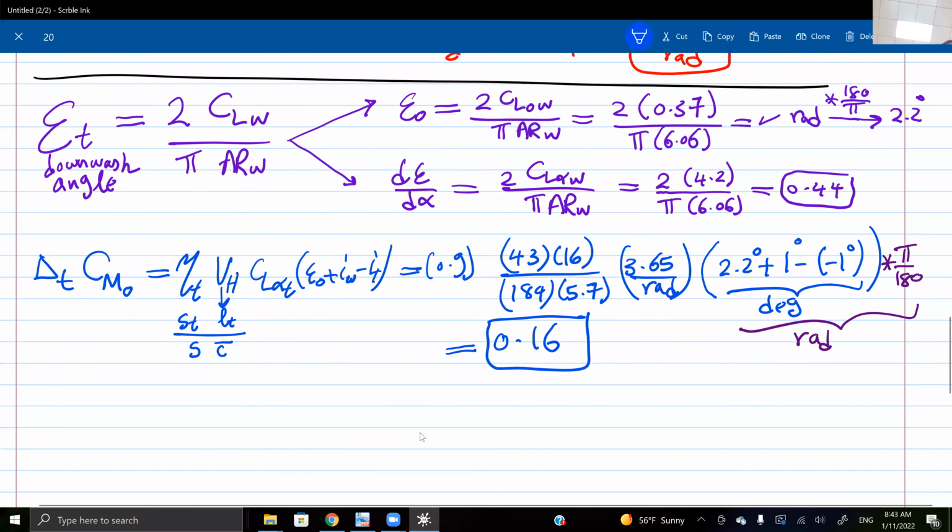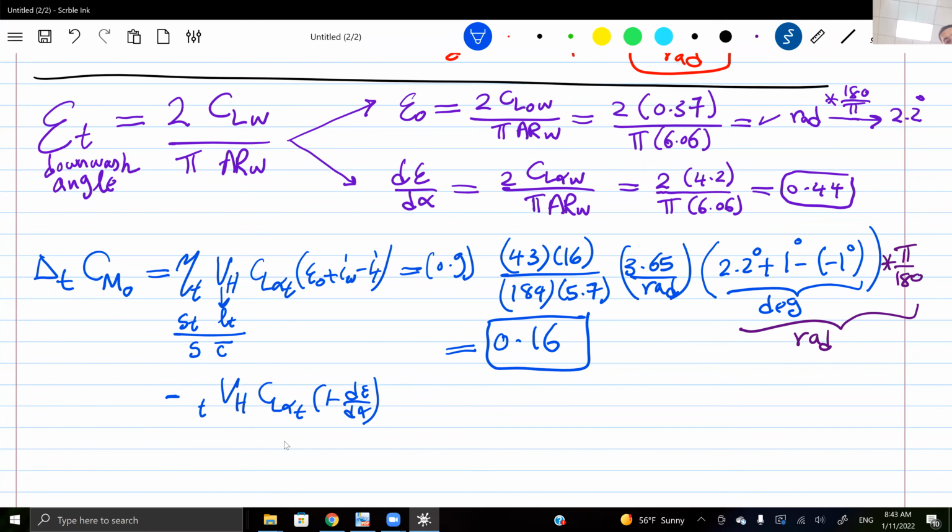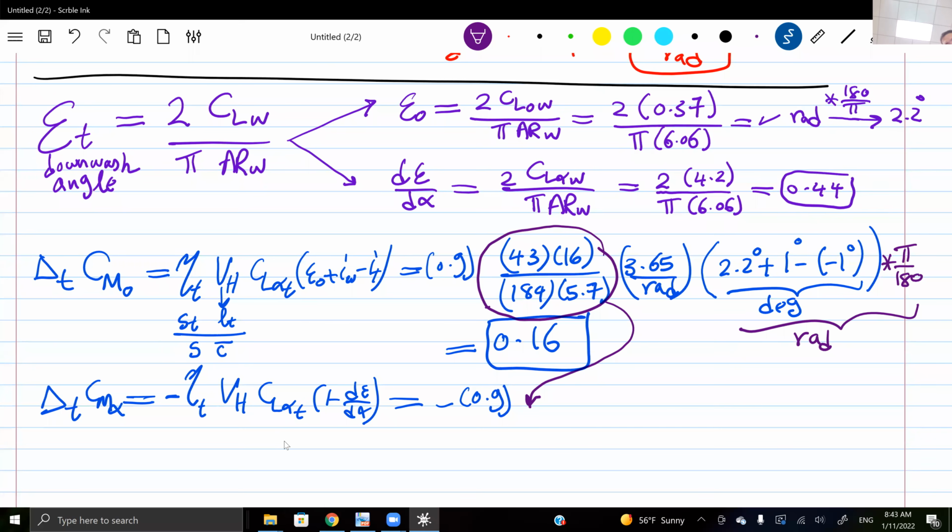And please tell me how to denote this part, how we call it. Any suggestion? What should I call this part? Delta tail CM alpha. Exactly, thank you. And everything is given. I'm going to do direct substitution. This is 0.9, eta tail assumed. The VH is a ratio. I'm going to take this whole ratio, right? And I'm going to repeat it again down here.